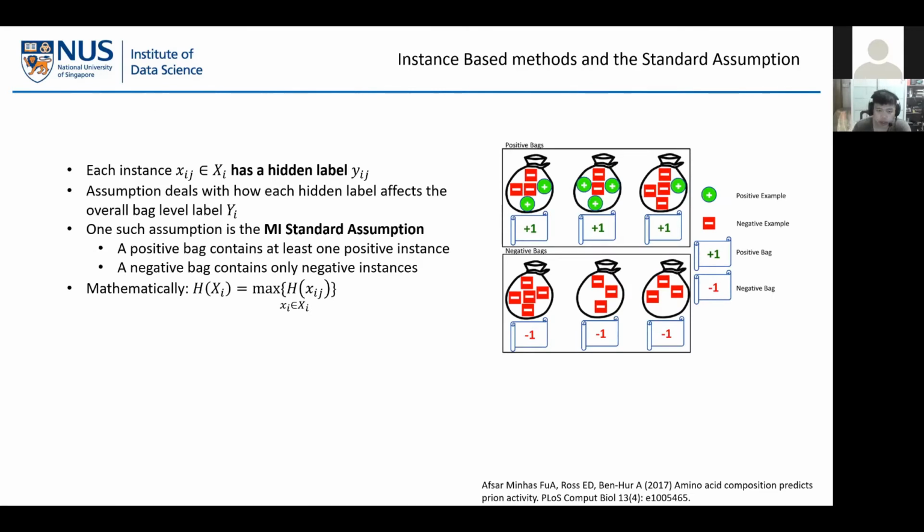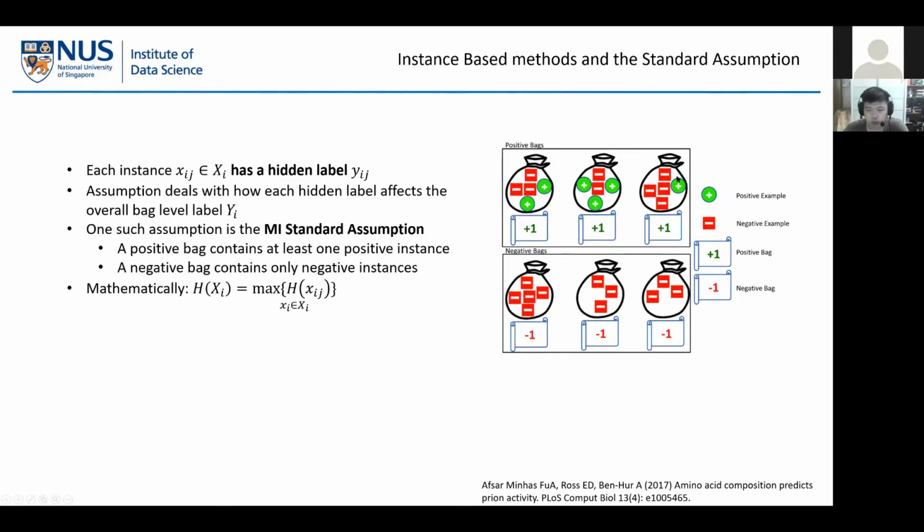The assumption that I just described is called the standard assumption in the multiple instance learning literature. To formalize things, we think of each instance inside each bag: each instance xij inside bag xi has a hidden label yij. Then the multiple instance assumption is created to combine how this label yij affects the ultimate bag label that we're trying to predict, yi. And one such assumption is the multiple instance standard assumption that we described before.